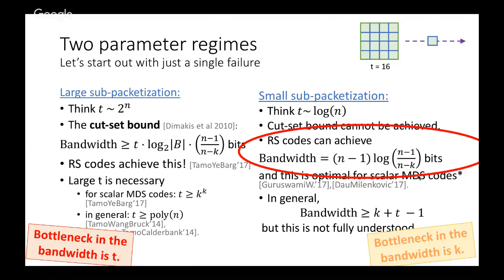Once again, this result is optimal for scalar MDS codes, and whether it's optimal for all codes, we don't know. We don't have any better constructions, but it's about a factor of 2 off of the lower bound, for example, for rate 1/2 codes.